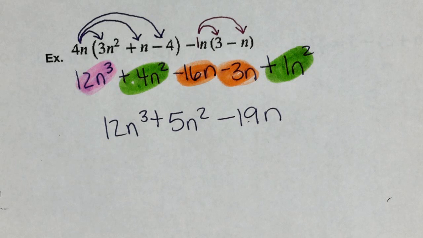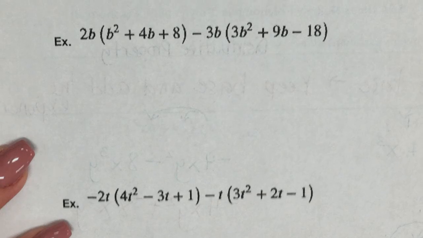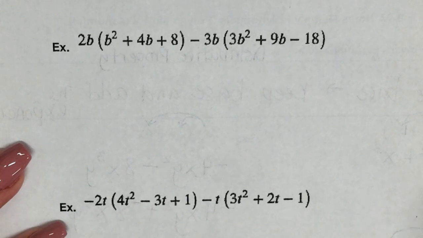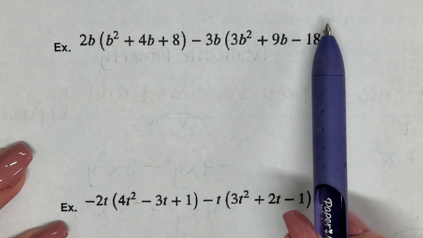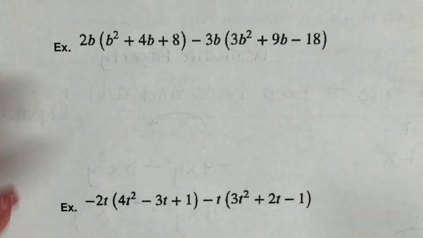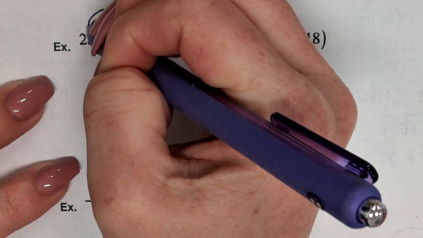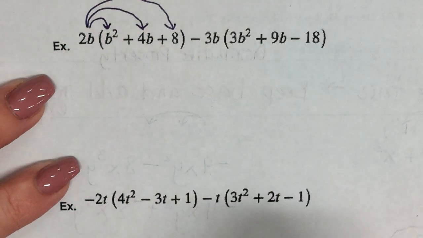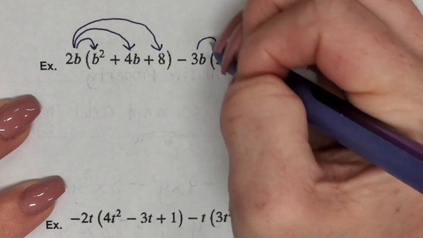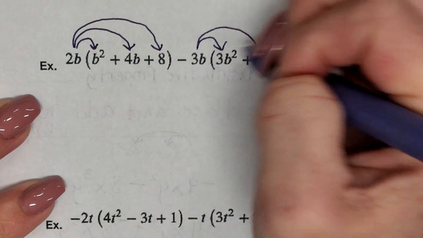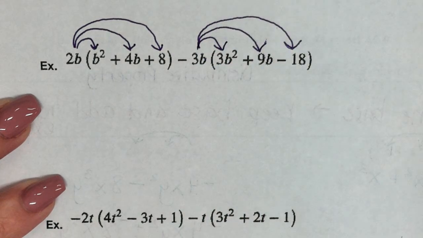What do y'all think? Okay, turn to the back. I want you to do the first step to this one on your own. So I don't want you to go finish it. I want you to distribute the 2b to all three terms. And I want you to distribute the negative 3b to all three terms. And then we'll talk about it and make sure you got it correct before we go on.